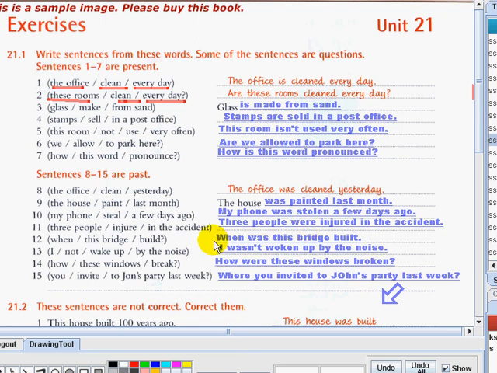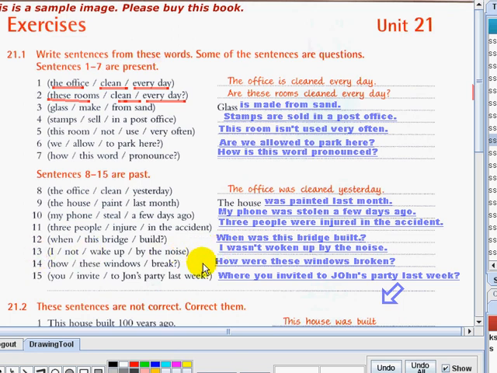When was this bridge built? Okay, there should be a question mark. When was this bridge built? Alright? Next, I wasn't woken up by the noise.